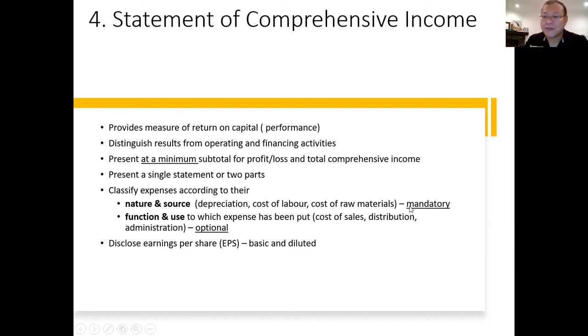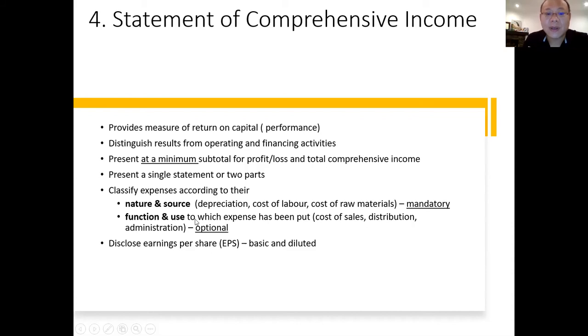So IFRS requires the classification by nature and source. Okay, so this is mandatory. For the expenses, you have to classify them based on the nature and source.